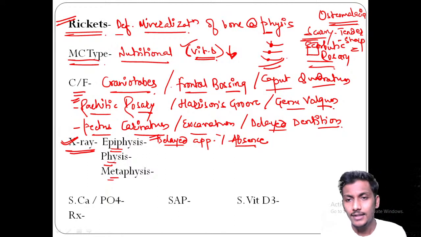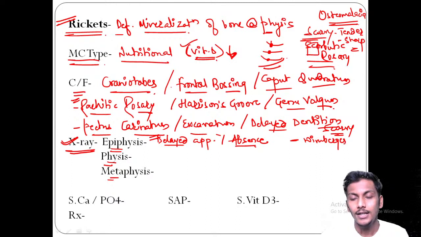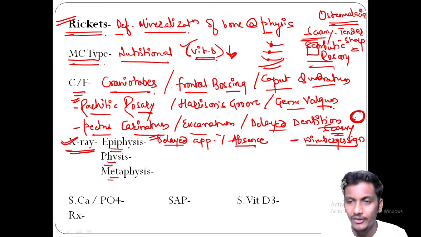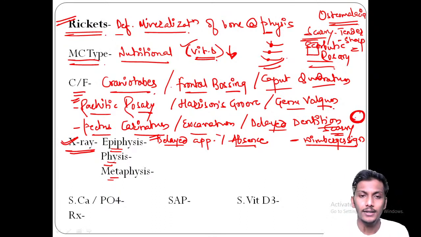Whereas in scurvy, we can also see important changes. In scurvy, at the epiphysis, we can see a Wimberger sign. We can see a round-shaped epiphysis, a completely round-shaped sclerotic epiphysis. That is known as a Wimberger sign in scurvy.